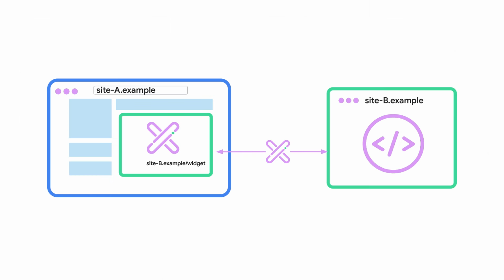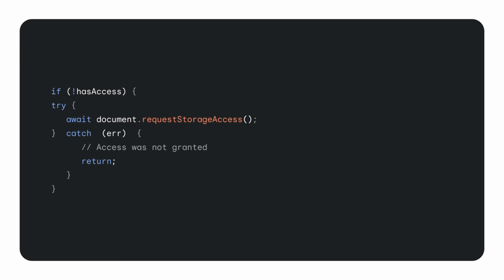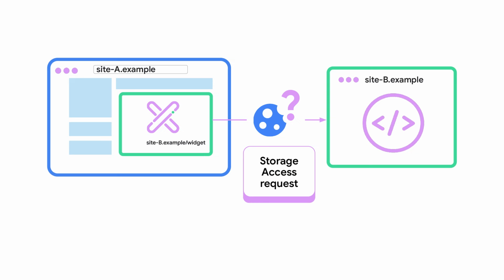When third-party cookies are blocked, your embedded widget doesn't have access to its own unpartitioned storage by default. One way to fix this is to prompt the user to grant storage access. You can do so by calling the Storage Access API's Request Storage Access method. With the Storage Access API, the widget can prompt the user to grant storage access. With user permission, the widget can access unpartitioned storage and will load as expected.